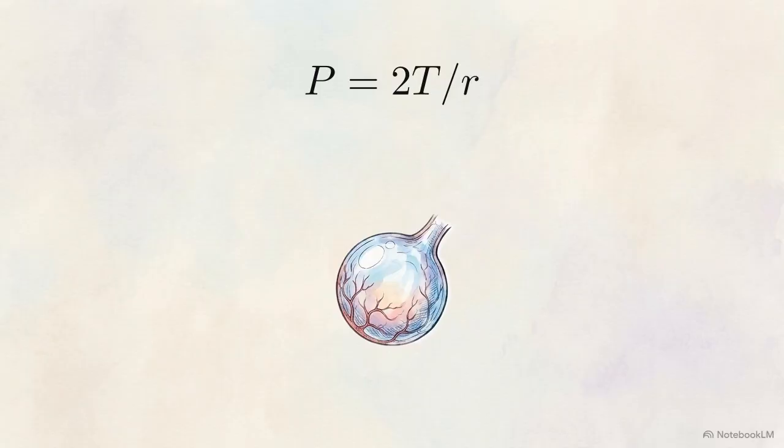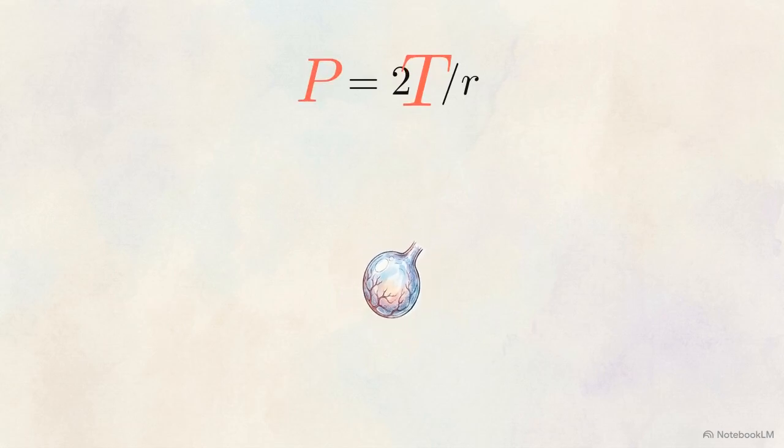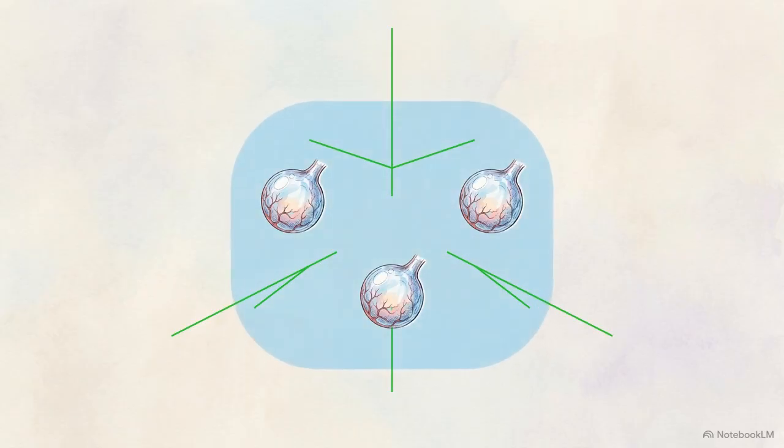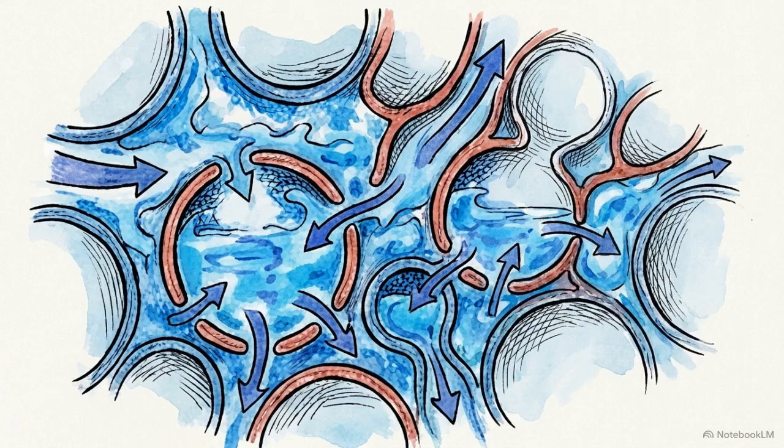RDS is governed by the Laplace equation. Without adequate surfactant production, the variable T, surface tension, spikes, causing the alveoli to physically collapse under the pressure. Transient tachypnea of the newborn, or TTN, operates differently. It typically affects term or near-term infants delivered via C-section. Because they bypass the birth canal, they miss the mechanical thoracic squeeze that expels amniotic fluid. Unlike the collapsed alveoli of RDS, a TTN radiograph displays a distinct wet lung presentation, complete with perihilar streaking as fluid remains trapped in the interstitial spaces.